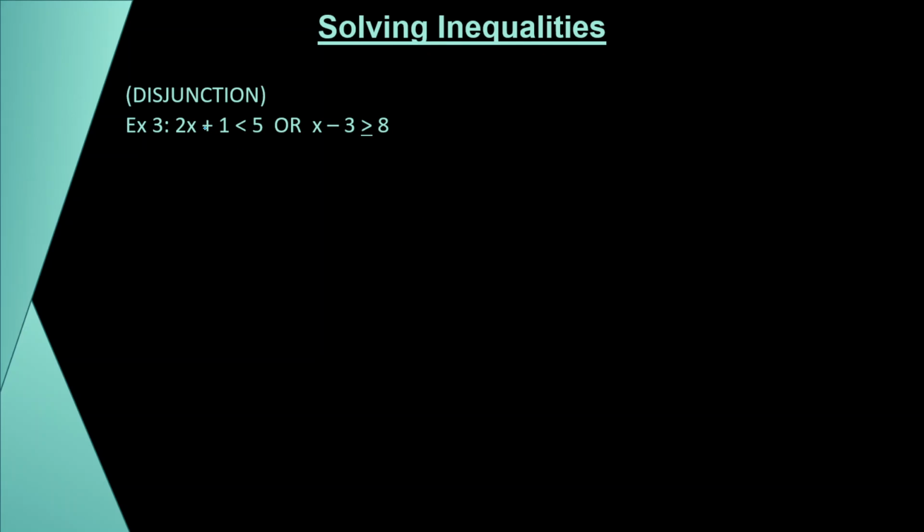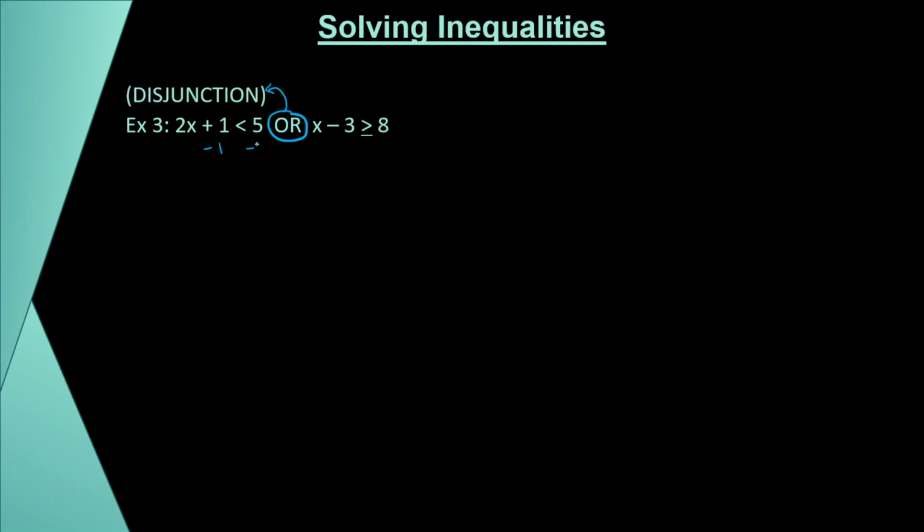Now this one includes 2 different inequalities, but this word or in between them makes it what we call a disjunction. Now the word or implies that only one of these 2 things would have to be true. They could both be true, or one of them could be true. The only way that it becomes false is if they are both false. Okay, so we're going to have to solve each of them individually.